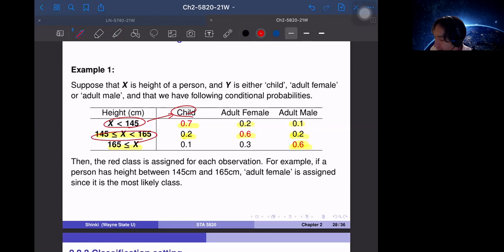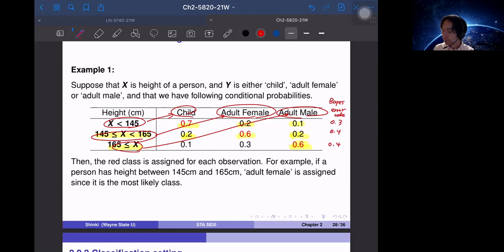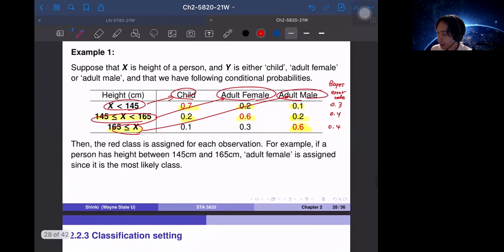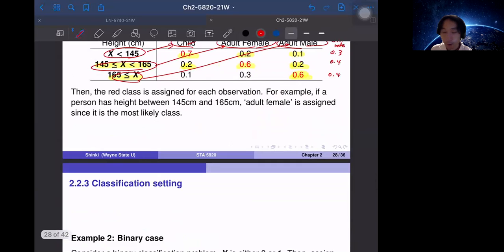X is between, this is adult female, this is adult male. So this is the Bayes classifier. And the Bayes error rate is 30% for this one, and 40% for this one, and 40% for this one. Questions so far?